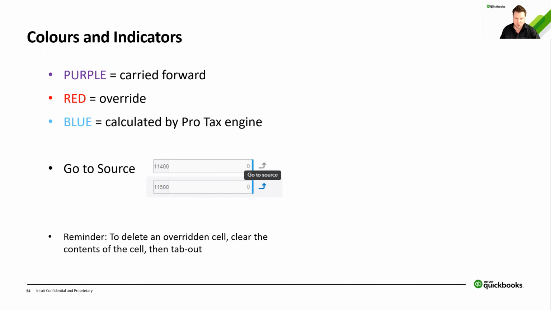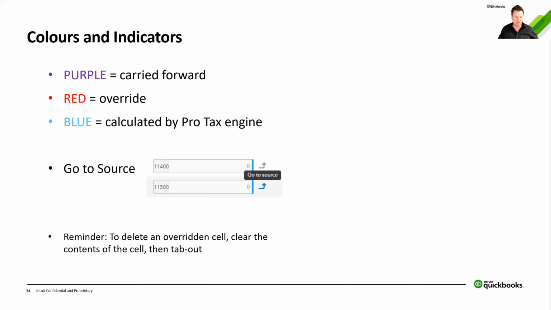If a cell is blue, that is a cell that's been calculated by the ProTax engine. That ProTax engine, which has been used to file millions of tax returns and does all of the calculations, is constantly updated, and the cells that are reflected by those calculations are shown in blue.